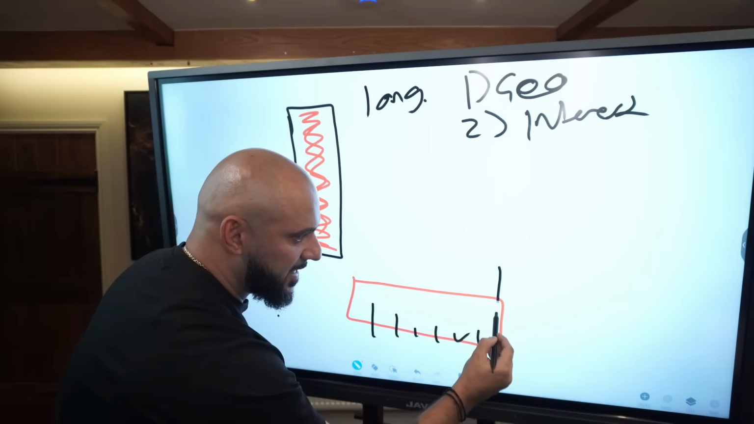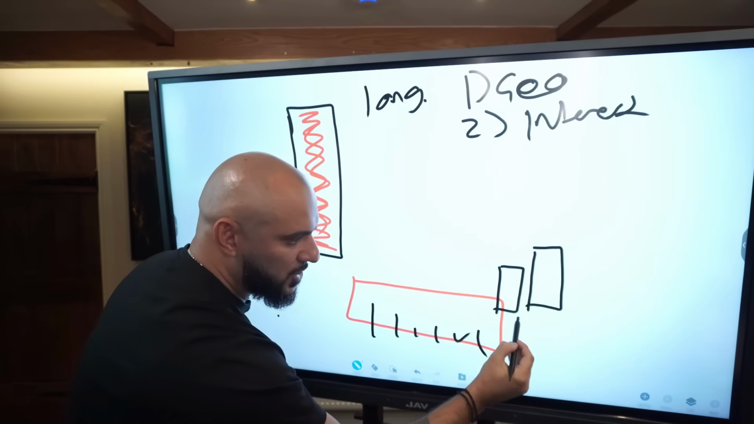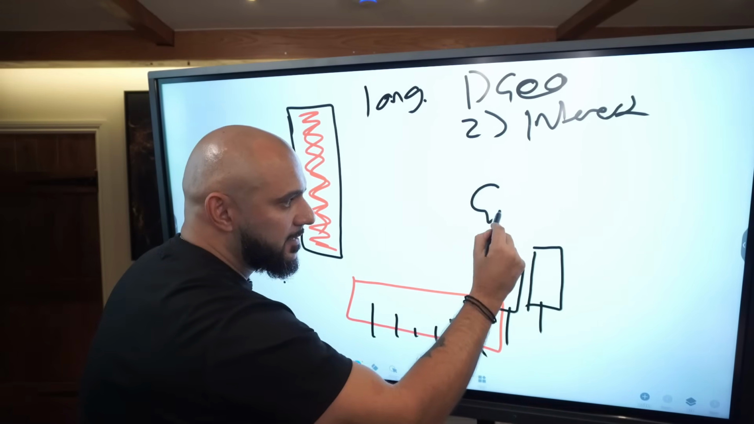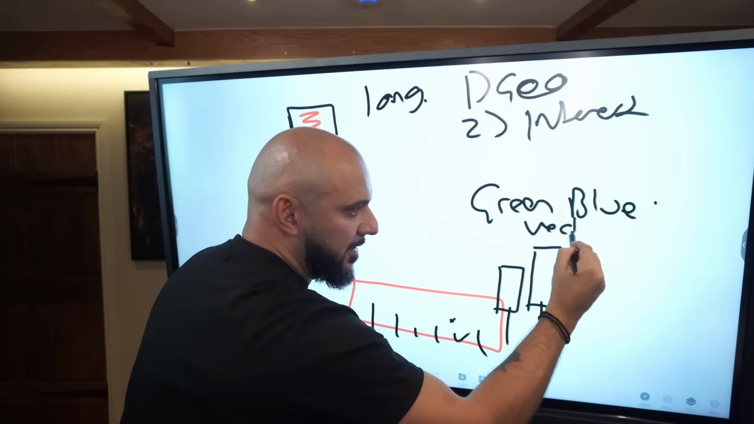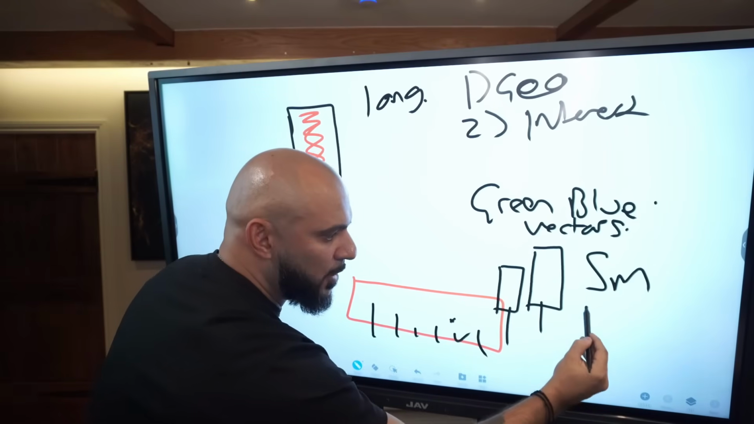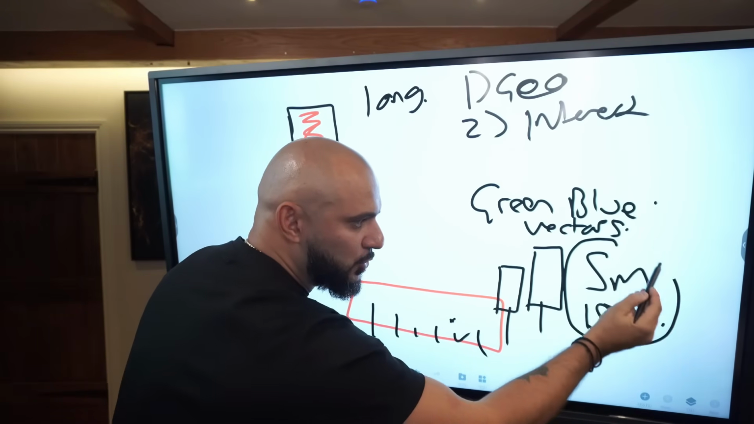You need to see green and blue vector candles coming away from the base. Green and blue vectors, okay? Now, these vectors can come on the 5-minute time frame. They can come on the 15-minute time frame. Ideally, focus on these two time frames.